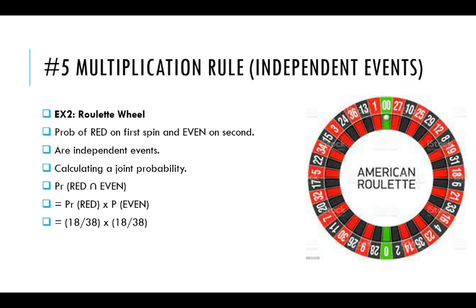So the probability of red is going to be 18 out of 38. The probability of even is going to be 18 out of 38. I multiply those together, and it gives me 0.4736 multiplied by 0.4736, which gives me a probability of 0.224. So the probability of getting red on the first spin and then even on the second spin, again, I'm not asking a red even on one spin, I'm saying red and then in another event even. That's a joint probability, in this case 0.224.